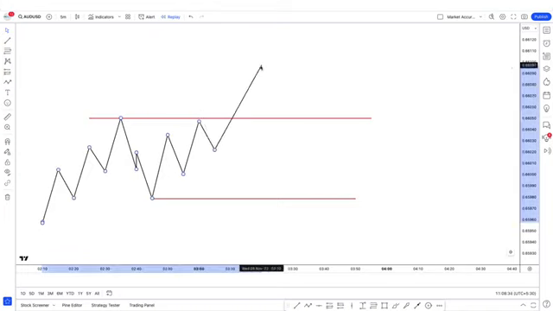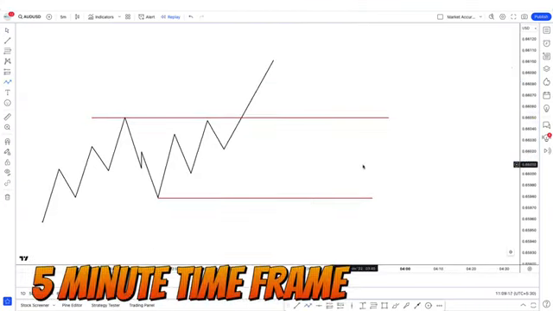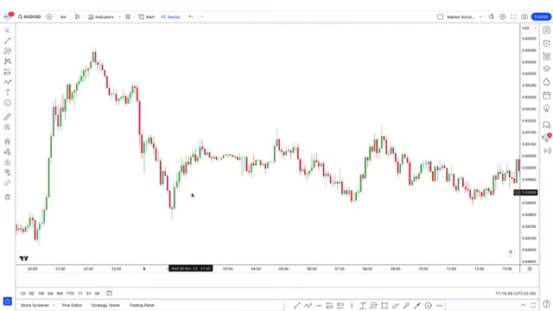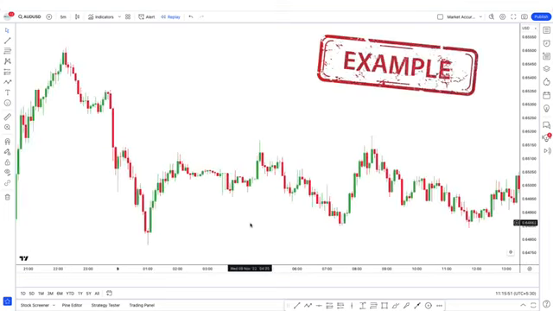This is the max length. This is somewhere around here. And then it should come back and break the structure, which would be this. And we take our entry here and we target this level. And we're looking at the 5-minute time frame, and we should only be looking at one time frame in this trading strategy.